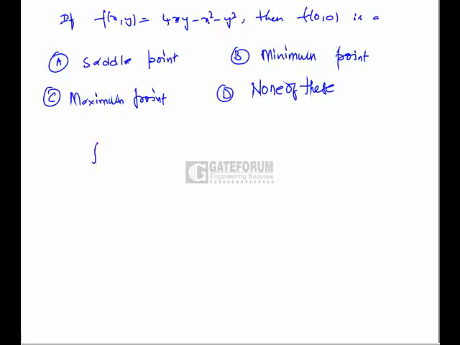In this problem, a function f of x comma y is given as 4xy minus x square minus y square. Now we have to check whether it has maximum, minimum, or neither maximum nor minimum. In order to find that, first we need to find fxx, fyy, and fxy.